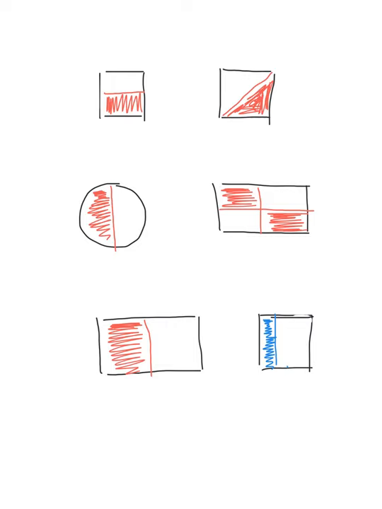Hello friends, today we're going to be looking at recognizing 1/2. And so the reason I've color coded these, the red ones all represent 1/2. The blue one actually doesn't, and let's talk about that. Because 1/2 means you have two equal parts.